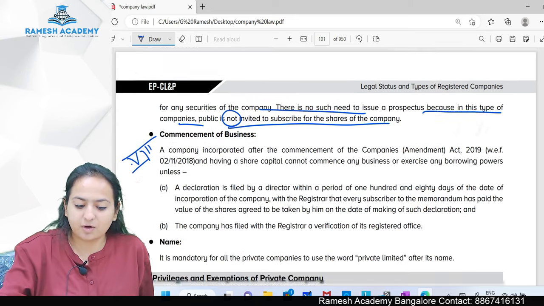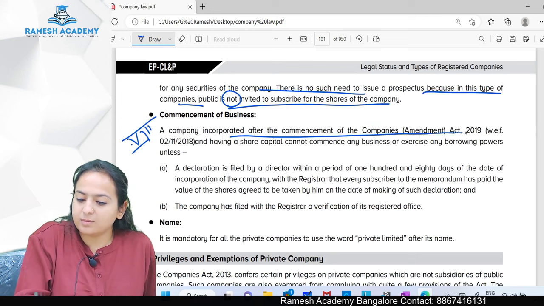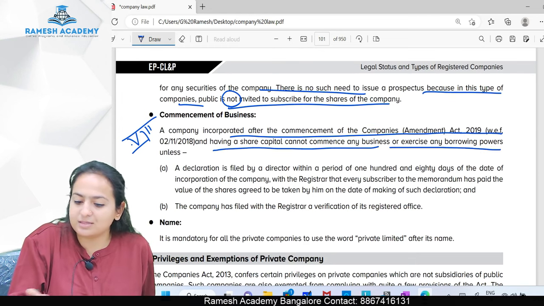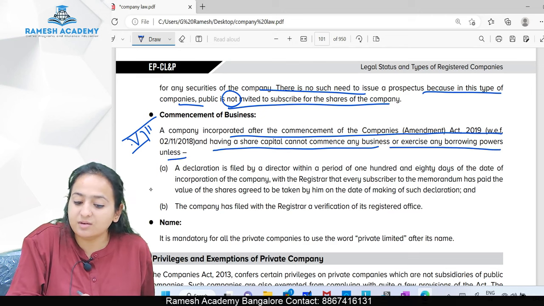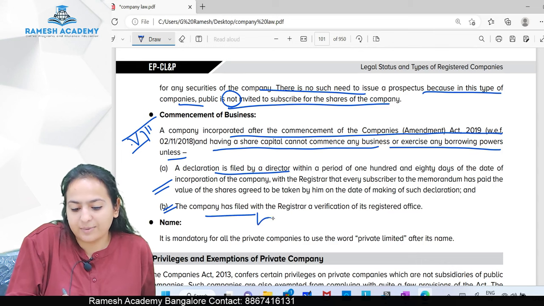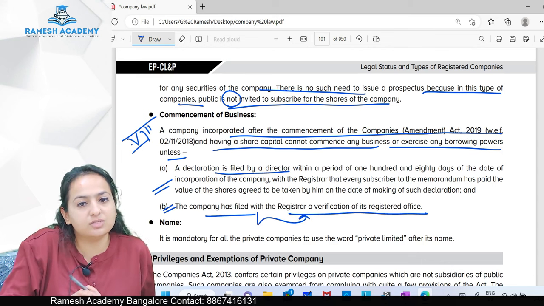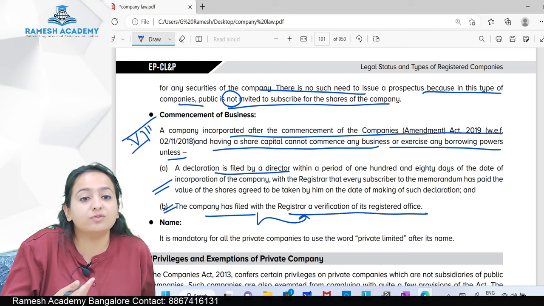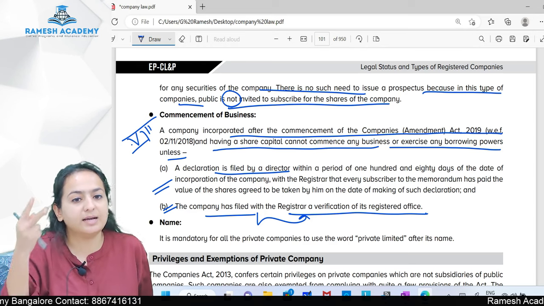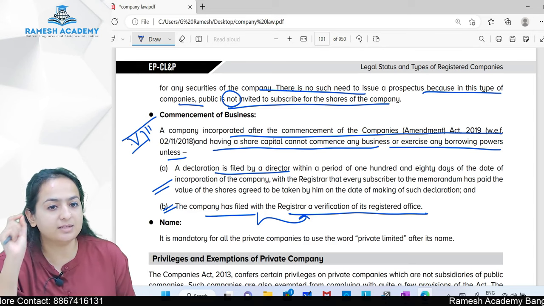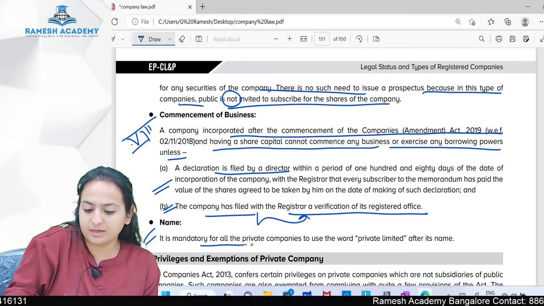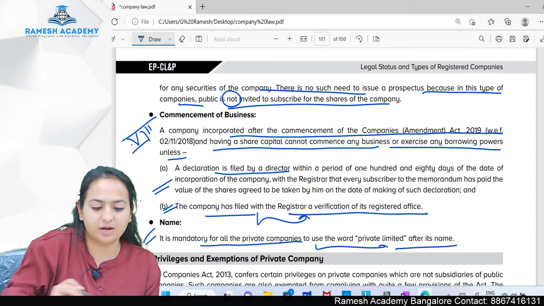Eighth, commencement of business. A company incorporated with share capital cannot commence business or borrow unless a declaration is filed. There should be a declaration given by the director, and the company has filed with the registrar a verification of the registered office at the time of commencement of business. Ninth, name. It is mandatory for a private company to use "private limited" after its name.